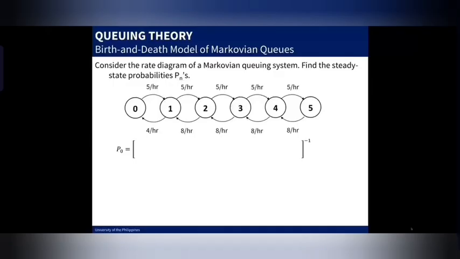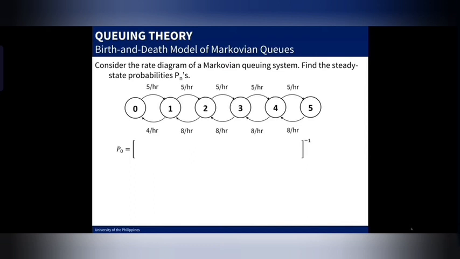We are now ready to answer an example. Consider the rate diagram of a Markovian queuing system. Find the steady-state probabilities P sub n's. Arrival is constant at 5 per hour except when there are already 5 customers in the system. No more customers arrive at this point. The system therefore has a finite number of states.